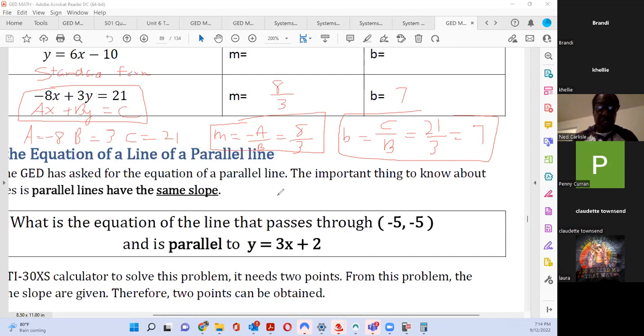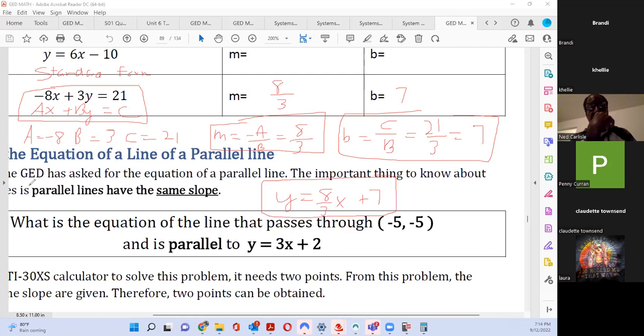Anybody know? y equals mx plus b, but what's m? 8 over 3, x, and what's b? Plus 7. There you go. y equals 8/3 x plus 7.